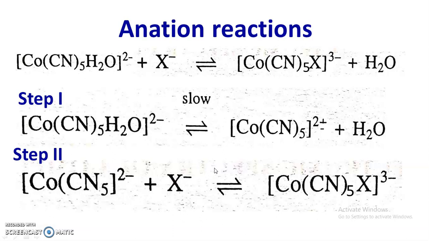And remember, during the anation reaction there is a replacement of a water molecule by an anion to get the desired product, and it is the reverse of acid hydrolysis. So in this way, we have completed the chapter, that is the reactivity of metal complexes.